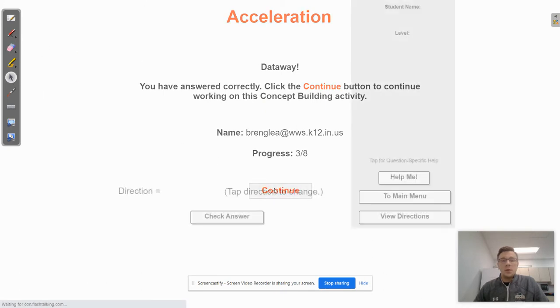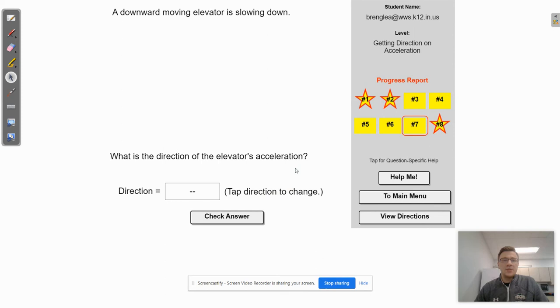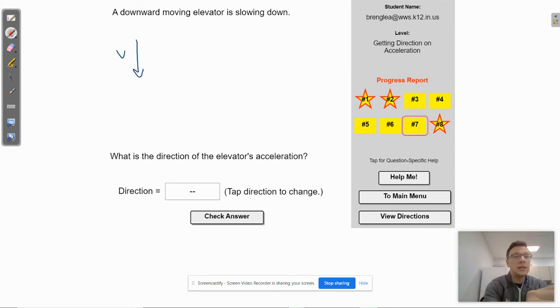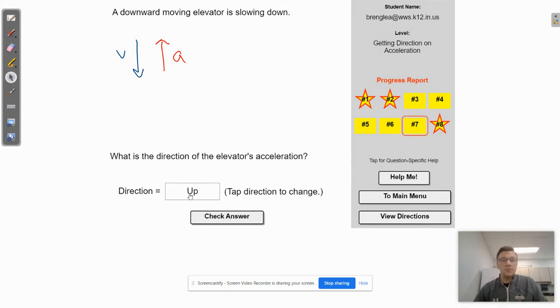We'll do one more here. It says a downward moving elevator is slowing down. So the velocity is pointed down. And again, the object is slowing down. So therefore, the acceleration must be in the opposite direction, which would be up.